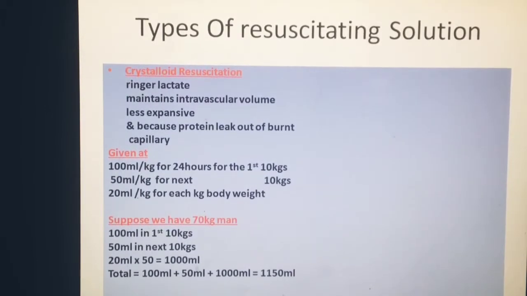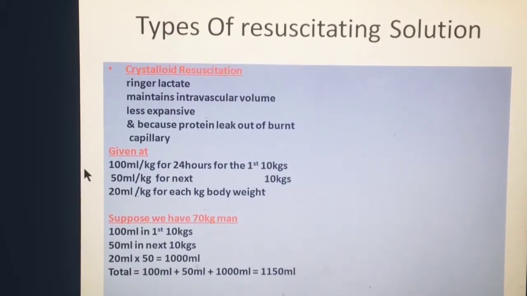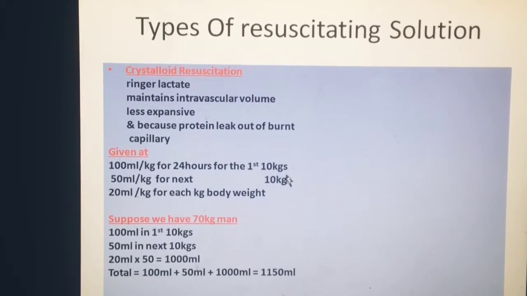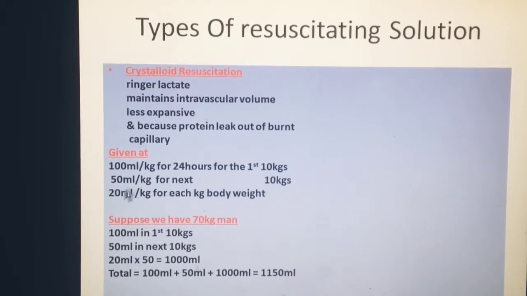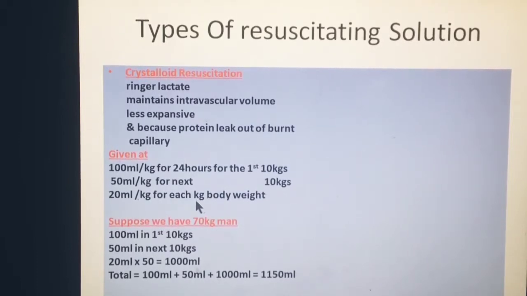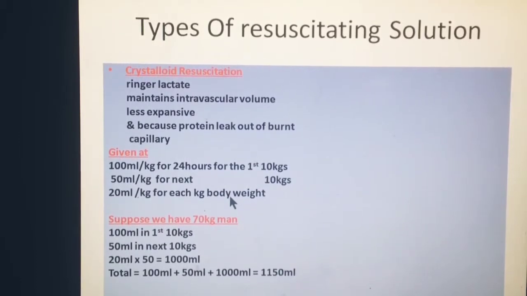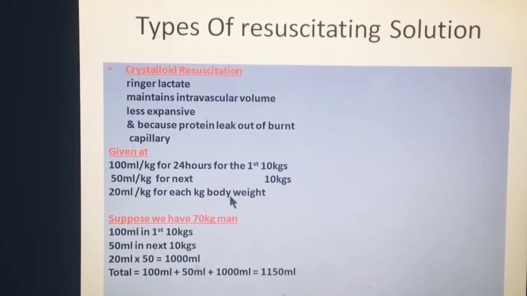Now, how is this fluid infused into the patient? In the first 24 hours, 100 ml is infused for the first 10 kgs of weight, 50 ml is infused for the next 10 kgs, and 20 ml for each kg of body weight after that. This is properly understood by an example.